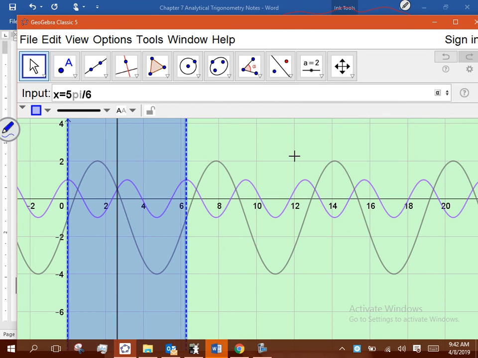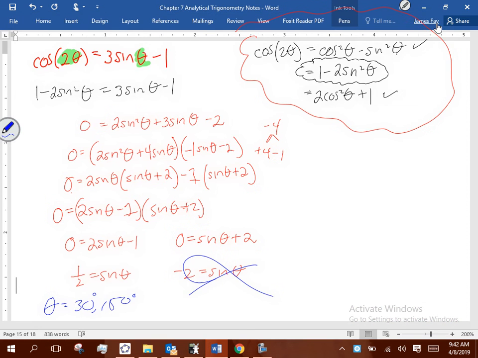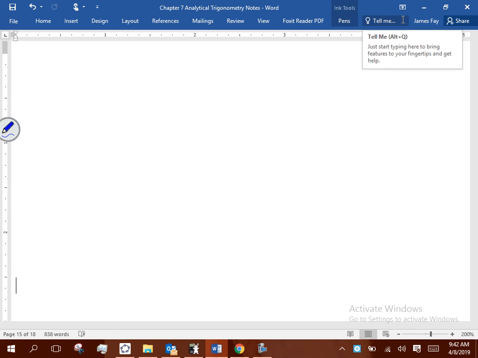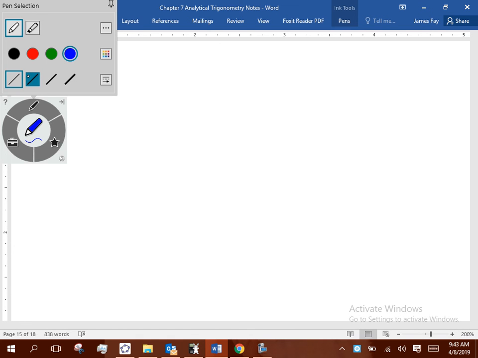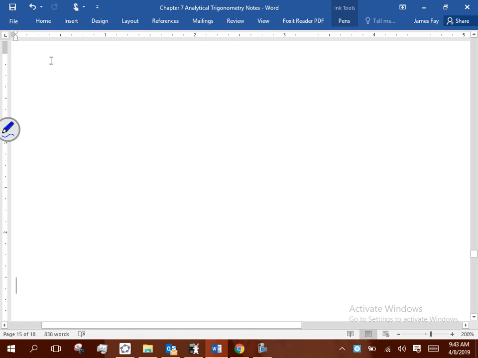I want to do one more. Let's see here. Let's say tangent squared theta minus 2 secant theta is equal to 2.